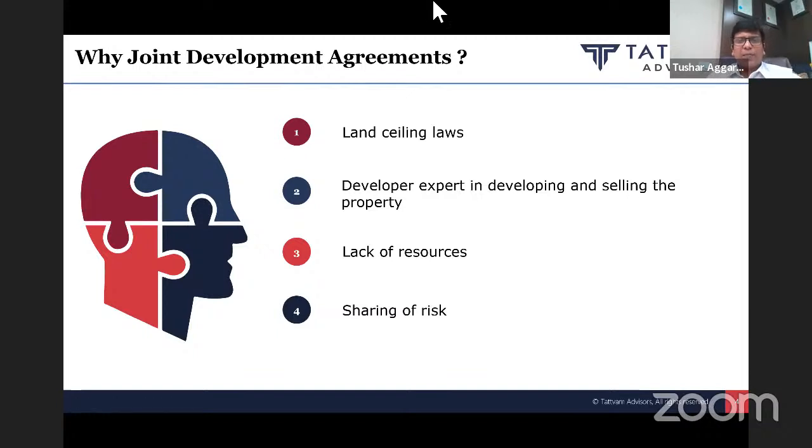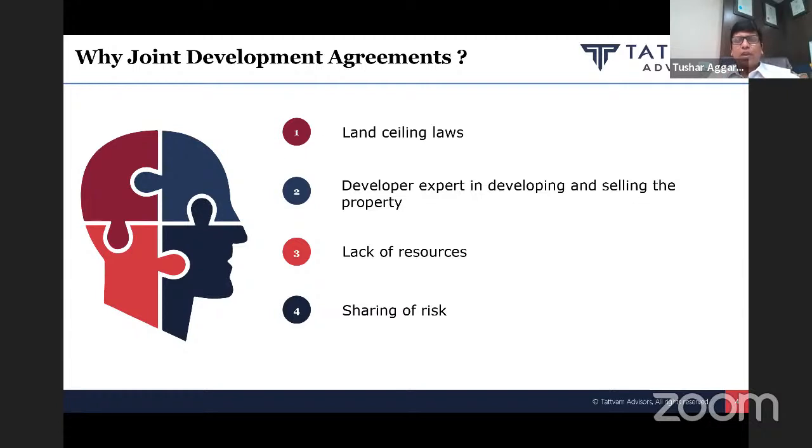What is an area sharing agreement? What is a revenue sharing agreement, etc.? We will discuss all this in detail in today's webinar. But before we drill down into it, why is there a need for joint development agreements? First is because of land ceiling laws, under which a developer cannot acquire land beyond a certain limit. Hence, he has to collaborate with the landowner, who is the owner of the land.